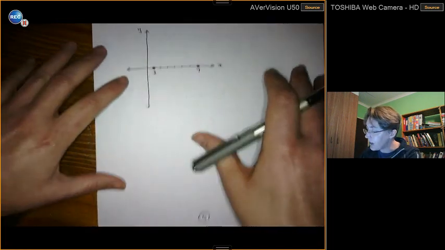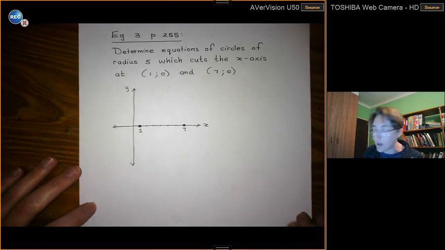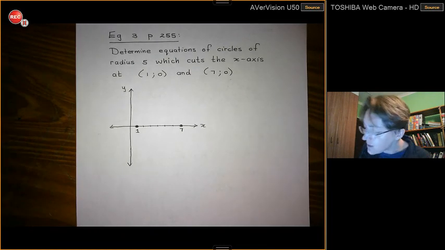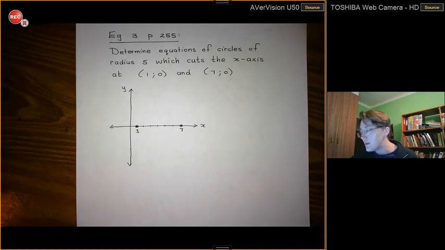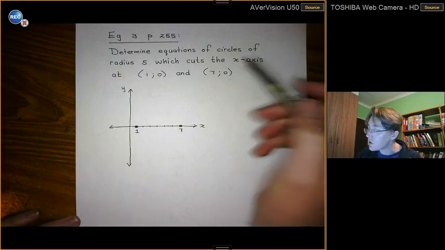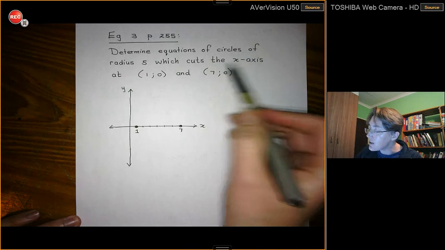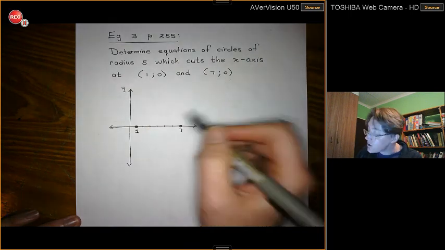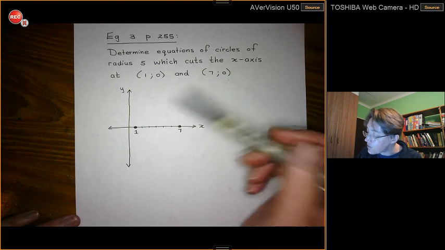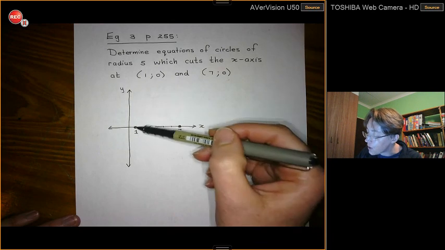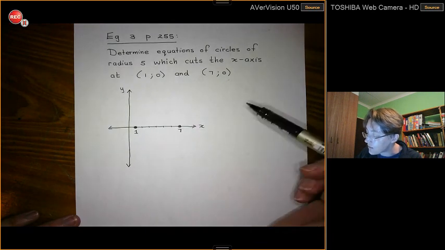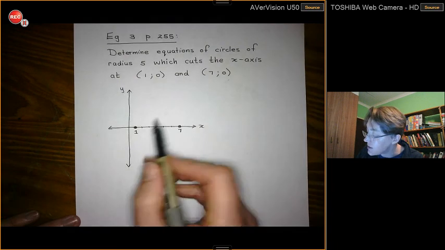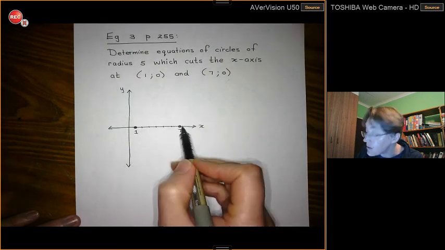Okay, now we're going to do example 3 here on page 255. So in example 3 on page 255 it says, determine the equations, now note, plural, equations of circles of radius 5, which cuts the x-axis at the point 1, 0 and at the point 7, 0. So what they're saying is we have two possible circles that can go through the points that have a radius of 5.